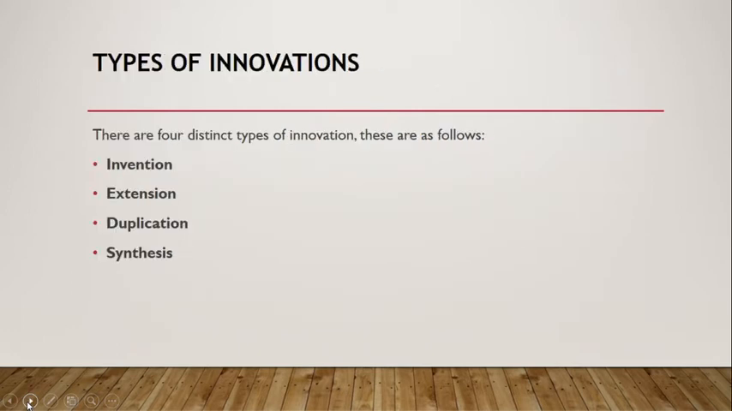Types of innovations. There are four distinct types of innovation. Invention, described as the creation of a new product, service, or process, something that has not been tried before. Extension, the expansion of an existing product, service, or process. This would mean that the technopreneur takes an existing idea and applies it differently. Duplication, copying or replicating an existing product or service and then adding the technopreneur's own creative touch in order to improve it. Synthesis, a combination of more than one existing product or service into a new product or service. This means that several different ideas are combined into one new product or service.